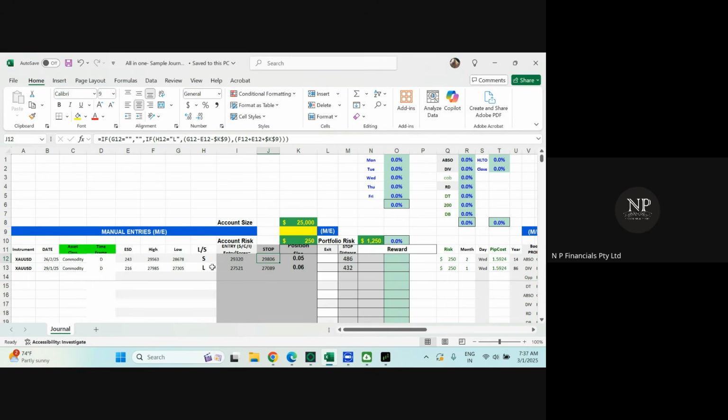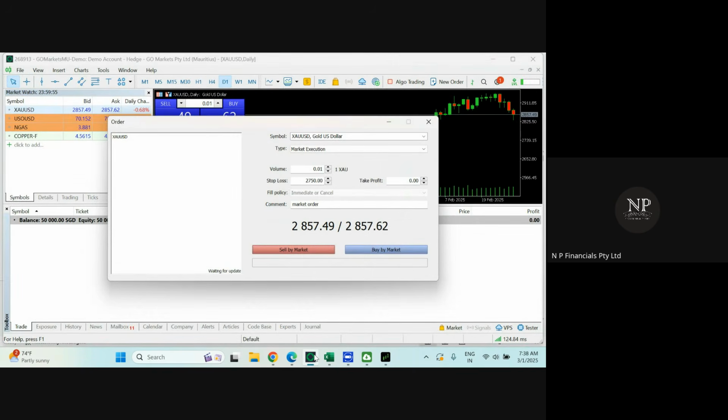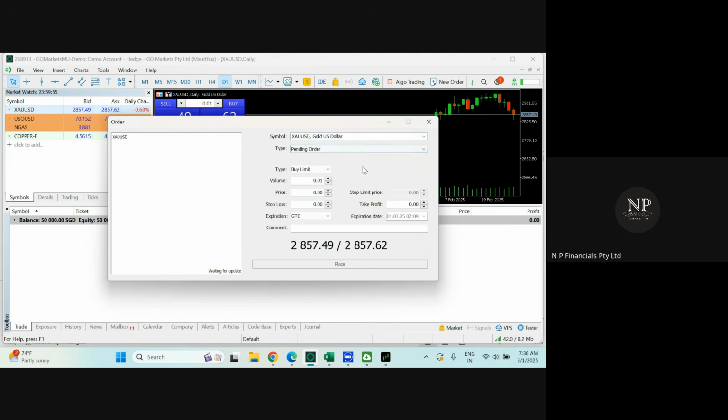Now go to the MT5. Change the market execution to pending order because we are going on a pending order. The price is 2857. We are going short on 2932, isn't it? So go to sell limit. It will be a sell limit order. I hope you remember this. Sell limit.